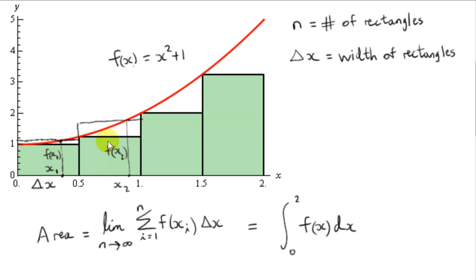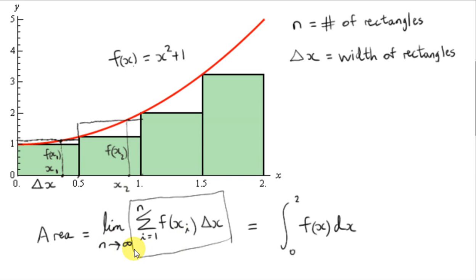We could do something similar for the next rectangle. Its base lies between 0.5 and 1. We could pick any point in that base, call it x2, and get the height of the rectangle by getting f of x2. So we can do that for all the rectangles, and the height of each rectangle is, in general, f of xi, where i refers to the ith rectangle. i runs from 1 up to n. So by summing the area of all those rectangles we have an approximation to the area under the curve.